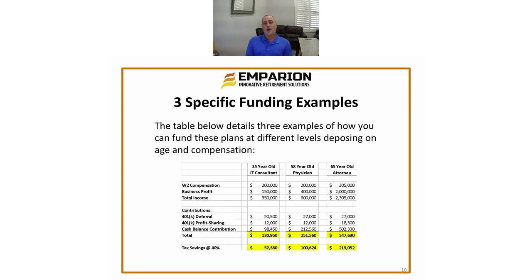As you can see here, walking through the contributions, again, this attorney is over 50, gets $27,000 in, gets 6% of the profit sharing. That's on the W-2 of $305,000. That's the $18,000.